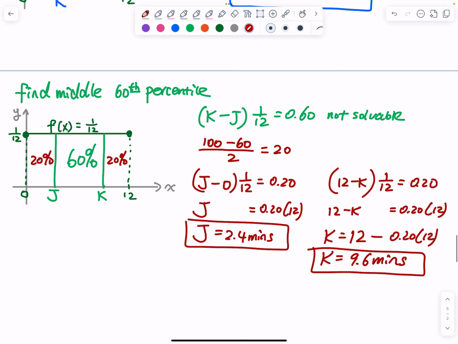All right, and then in the next video, let's do some conditional probabilities of this uniform distribution. For conditional probability, you have to use the given condition to rewrite the probability density function. All right, I will meet you there.